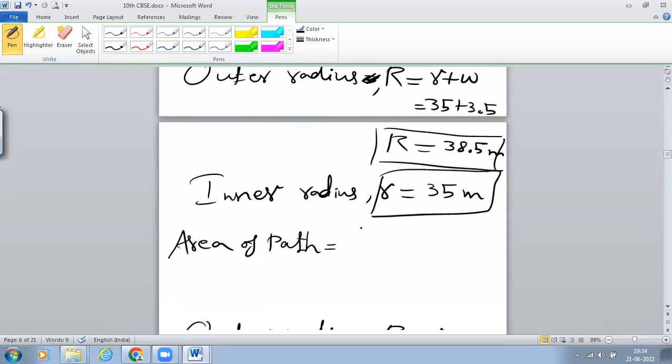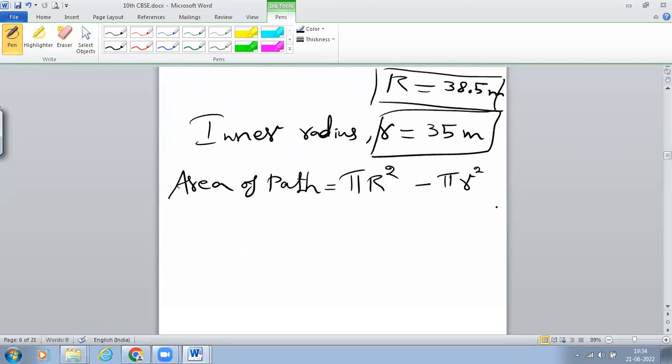Area of path is very simple. Outer area minus inner area. So what is the formula for finding the outer area? That is pi into capital R square, because the formula for finding the area of a circle is pi r square. We have to use capital R because the radius of the outer circle is capital R. This is the formula for finding outer area. Minus, what is the formula for finding inner area? That is also pi r square, but you have to use small r, pi small r square. That's it. Now we have to substitute the values and find.